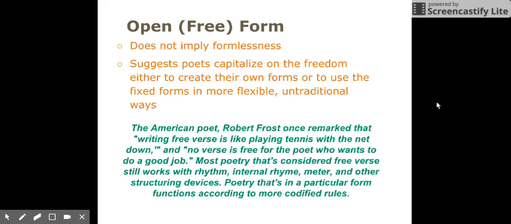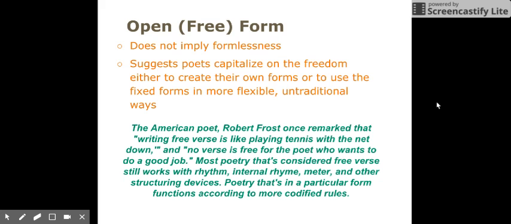I'm going to show you two examples that are super clear of that, and a third that hopefully, after you think about it, you'll see. Basically, poets can capitalize on the freedom that they're given in terms of creating their own forms, or take a traditional form and play with it. Robert Frost was once quoted as saying, "Writing free verse is like playing tennis with the net down, and no verse is free for the poet who wants to do a good job."